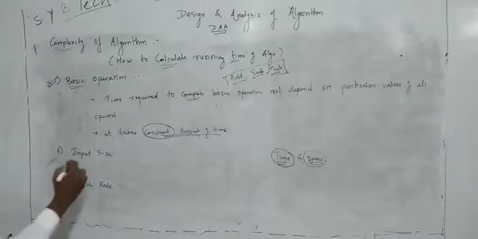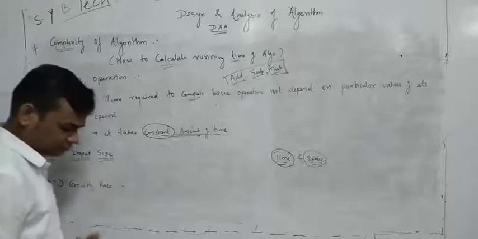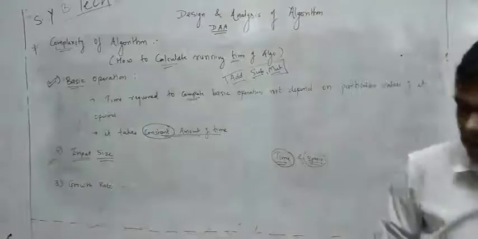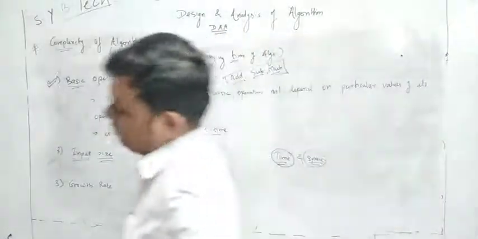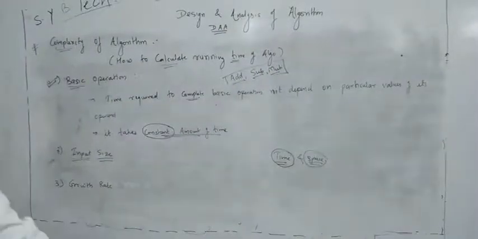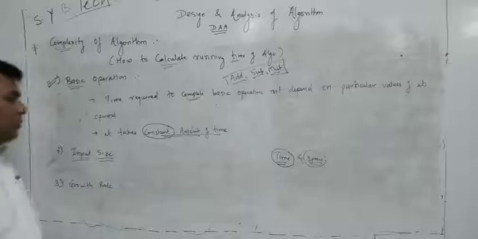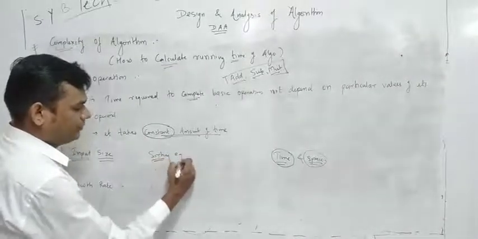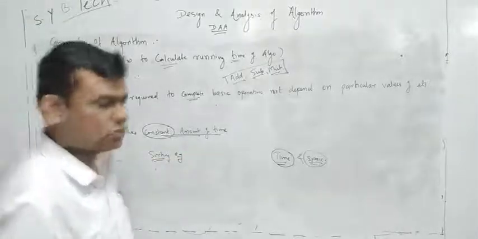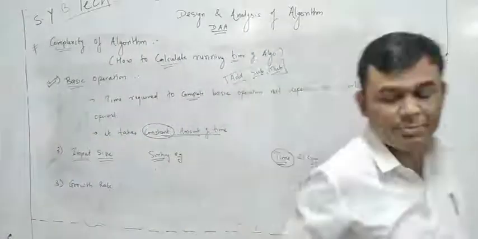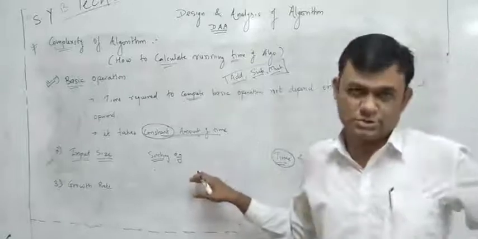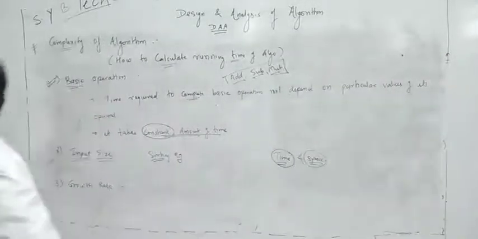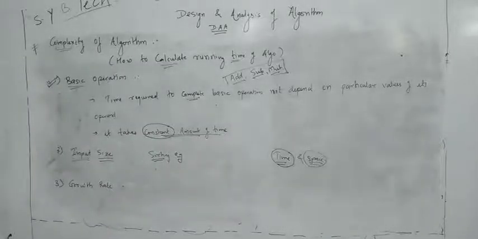After that, input size. Each and every program or algorithm, when executed, requires input. For example, in sorting, such as insertion sort, merge sort and quick sort, we provide multiple inputs. If the inputs increase, the time required for the execution of that program also increases.